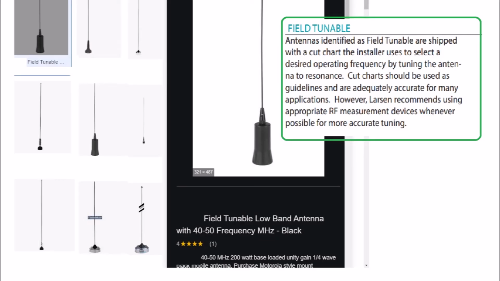Field tunable. Antennas identified as field tunable are shipped with a cut chart the installer uses to select a desired operating frequency by tuning the antenna to resonance. Cut charts should be used as guidelines and are adequately accurate for many applications. However, Larson recommends using appropriate RF measurement devices whenever possible for more accurate tuning.